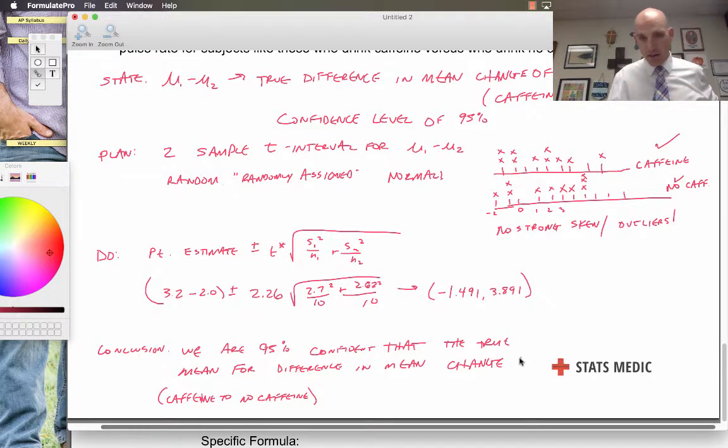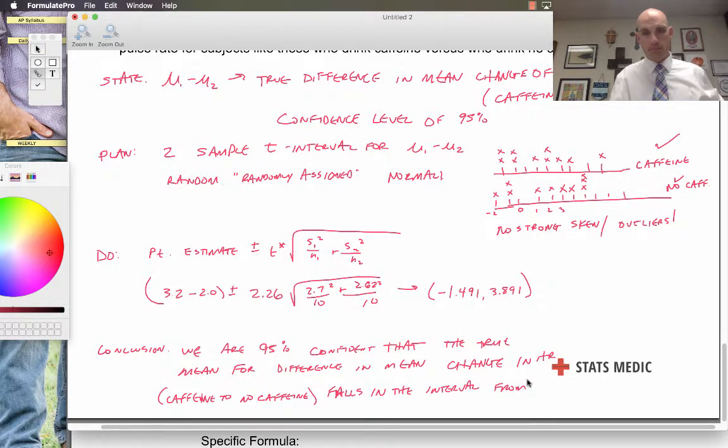This should say the change in heart rate falls in the interval from -1.491 to 3.891. So here's the thing. Think about what that means.